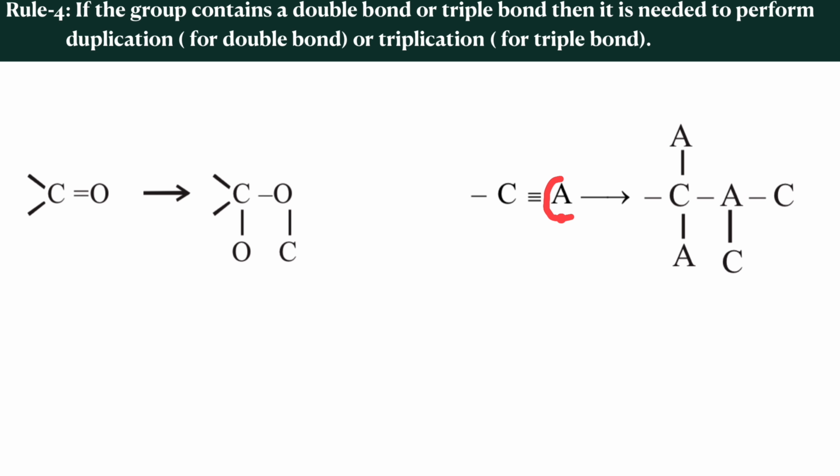Here you see the valency of A is 3: 1, 2, 3. And it is having a triple bond with carbon. Therefore this is carbon, carbon, carbon. But this is the original atom and these two are phantom atoms. So triplication, before comparing we have to go for triplication.